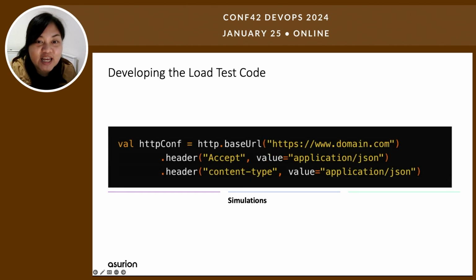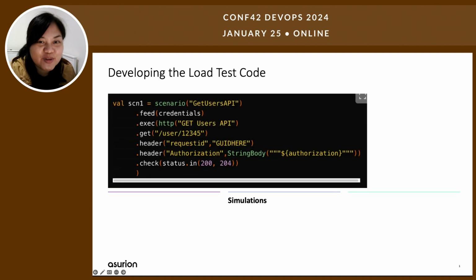Here, we can also create an HTTP configuration and store it in a variable. We can also add common headers like accept and content type. Next, we need a scenario, which is the actual test. We can feed the credentials, execute an HTTP call, add headers, and also state the expected result from the API call.